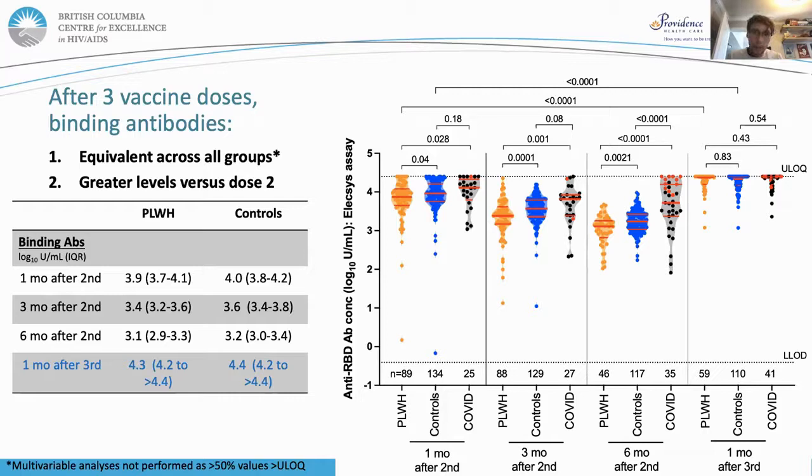And based on this graph on the far right, you can see the data after the 3rd dose. We're seeing equivalent levels of antibodies across all groups, with the caveat that most of them are now achieving the upper limit of quantification. So we can't actually measure beyond this. And for that reason, this analysis is a little bit more limited and we can't do multivariable analysis. However, fortunately, we are seeing that everyone has produced more antibodies when compared to the 2nd dose. And this is regardless of HIV status.